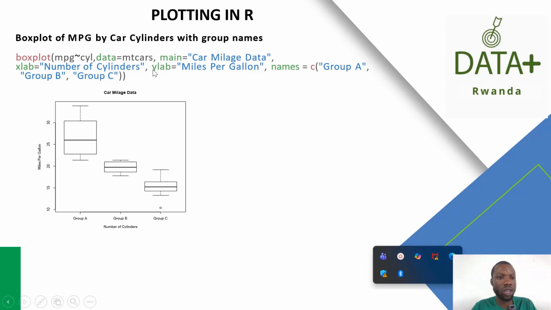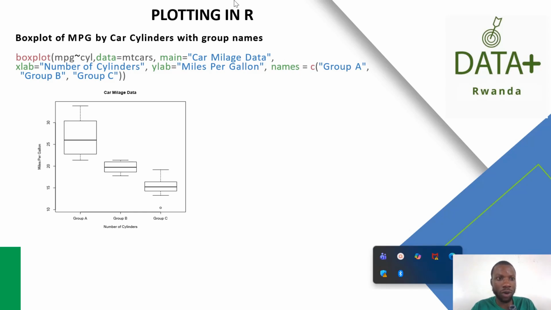So those are also another way you can add the group names, like group 1, group 2, group 3. Those are the kind of things you can do when you are trying to visualize the numerical variables, but also looking at the categorical variables at the same time to group the values.